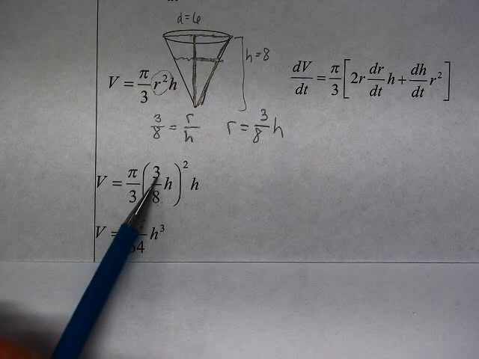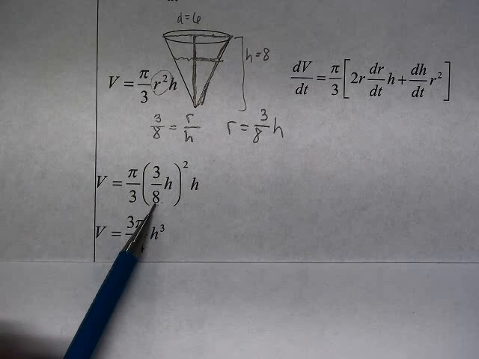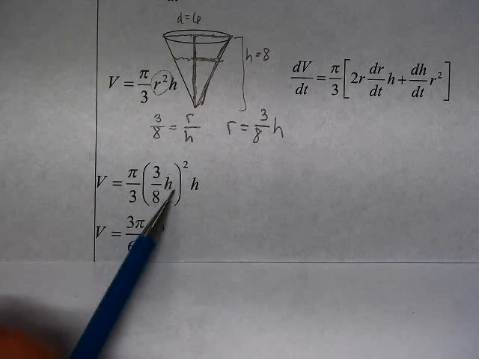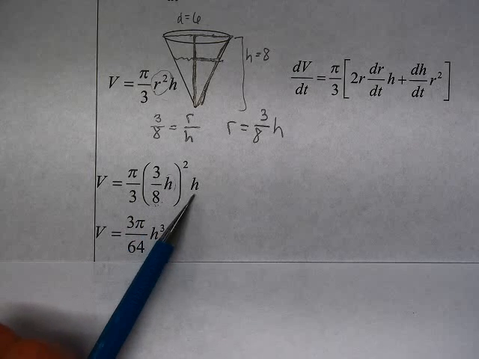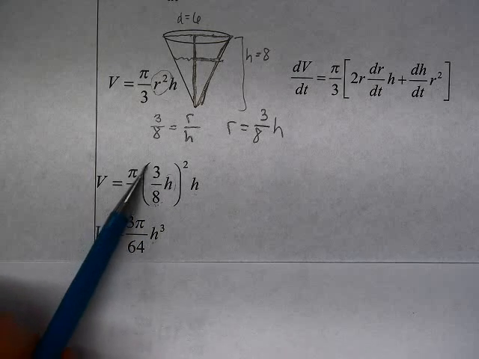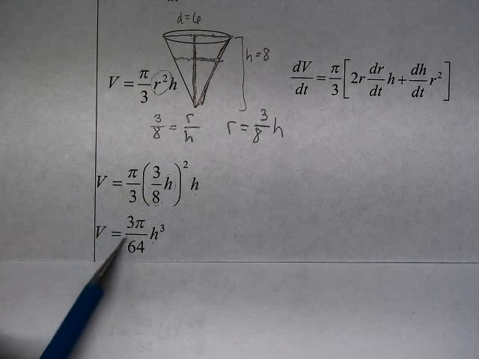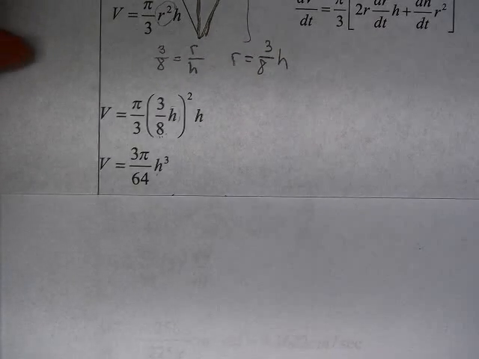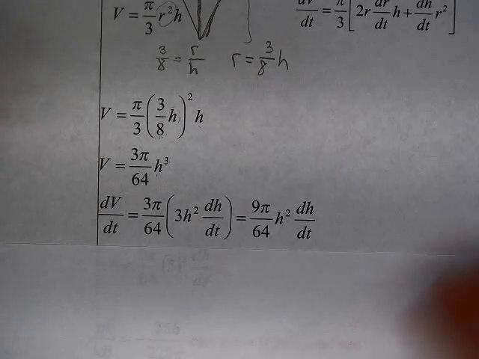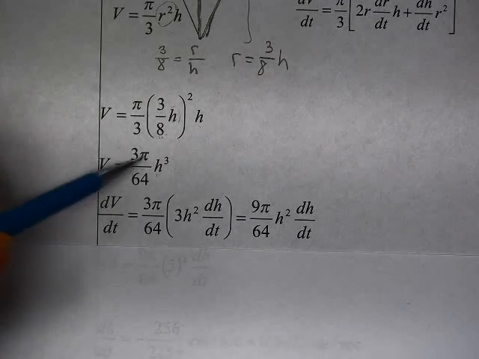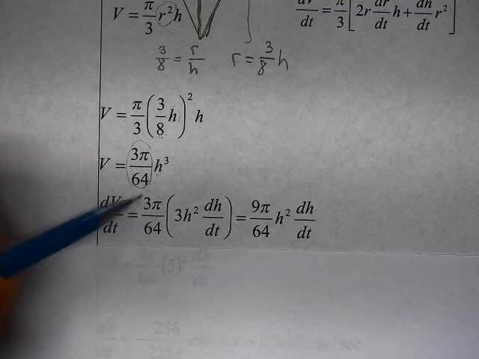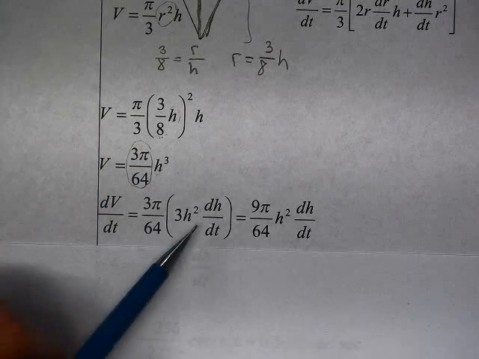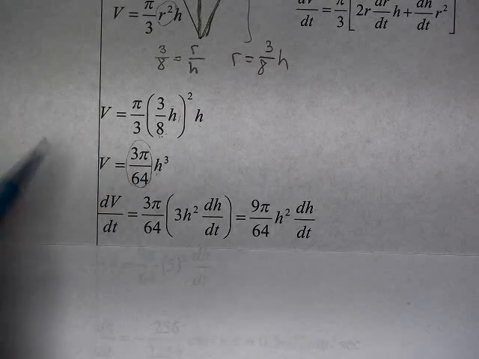So remember, we square the 3, square the 8, and we square this h, and this h squared multiplies by that h. I get h cubed. All these constants, the 3 squared, the 8 squared, the pi over 3, they simplify out into 3 pi over 64. Now I have a really easy derivative. So I'm going to take the derivative of both sides. I have dV/dt. This is all just one big constant, so it stays in front. I take the derivative of h cubed. It's 3h squared dh/dt.